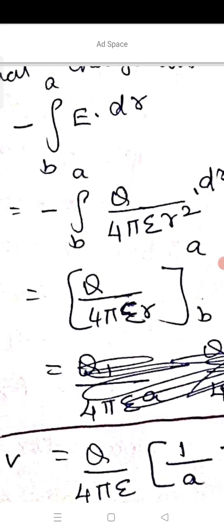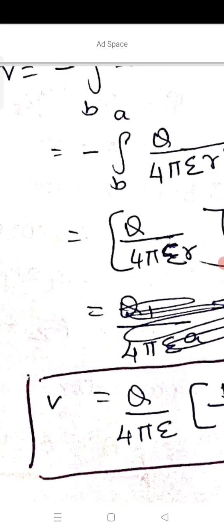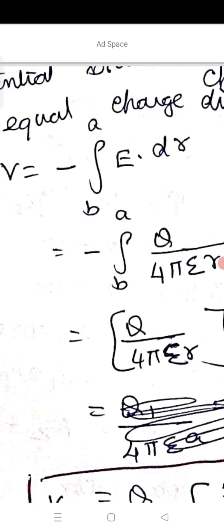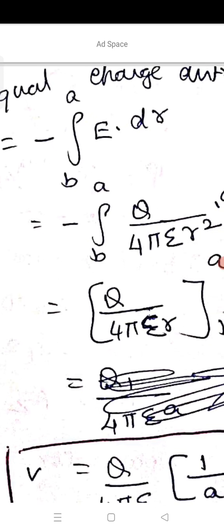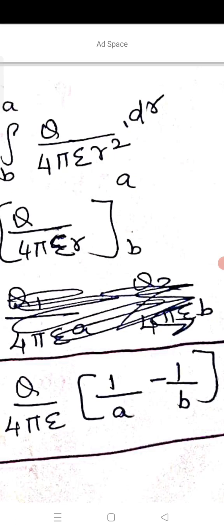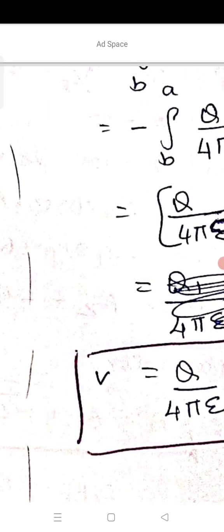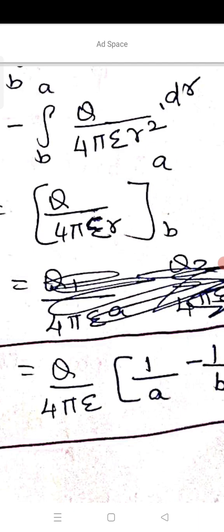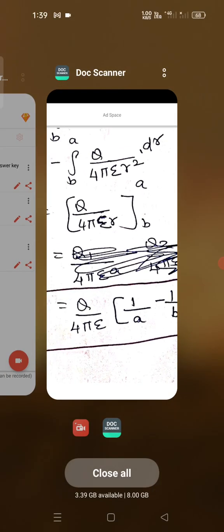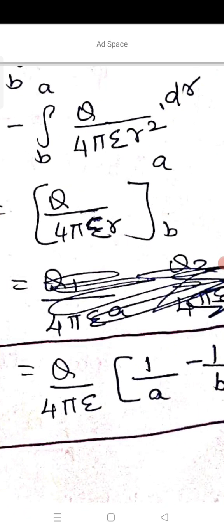For the potential between two concentric spherical shells, we assume that q1 and q2 are equal to q, and V is equal to the line integral of minus E dot dr. Substitute the value of E and integrate. From the integration, V is equal to q by 4 pi epsilon into 1 by a minus 1 by b. In case the charges are different, the equation will be q1 by 4 pi epsilon a minus q2 by 4 pi epsilon b.